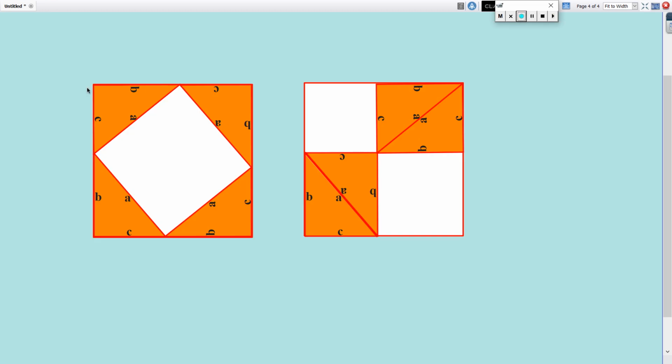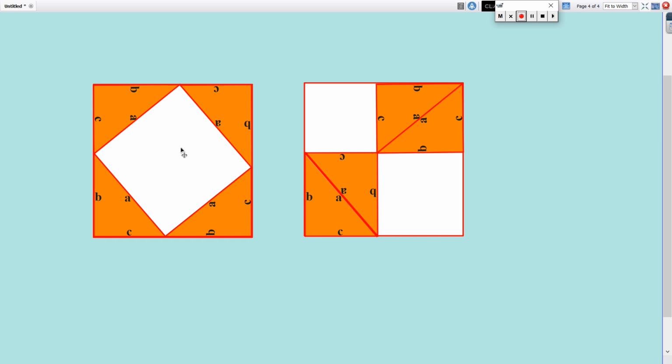Look at the first square. Here I placed 4 identical right triangles. Here also I placed 4 identical right triangles. We took the squares also identical, meaning equal area. Now what can you say about the uncovered area of the first square and the second square?